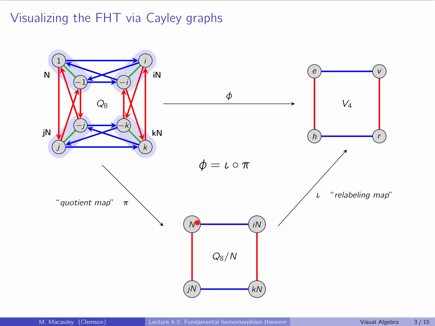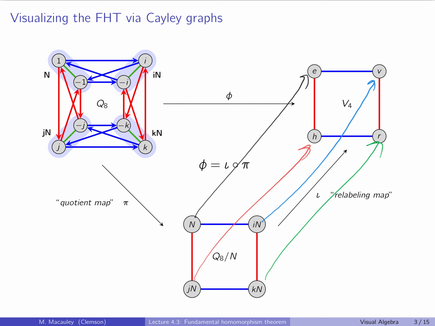Starting with N. Well, we take the preimage of that up here, and then where does that get mapped? And that tells us that N gets sent to there. What about the coset iN? Say, okay, where did that come from? Take the preimage. Where does that go? And that tells us that iN goes up here, and so forth. jN goes here, and kN goes here. We will formalize this shortly.